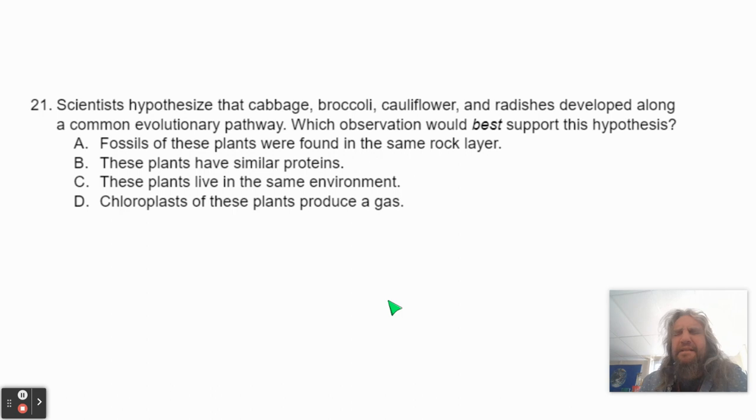21. Scientists hypothesized that broccoli, cabbage, cauliflower, and radishes developed along a common evolutionary pathway. Which observation would best support this hypothesis? A, fossils of these plants were all found in the same rock layer. B, these plants have similar proteins. C, these plants live in the same environment. D, chloroplasts of these plants produce a gas.